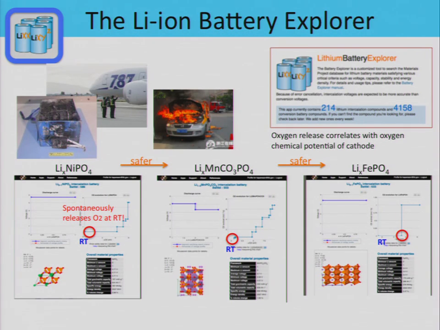This is one we came up with, one of them, the manganese carbonophosphate. It's a bit better than that one, and it releases CO2 first. This one is the best one known so far that is actually commercially used. It's lithium iron phosphate. It has a much, much higher tolerance for temperature until it releases oxygen. So that's one way of using the lithium battery app, that you can compare the different materials and their safety aspect.